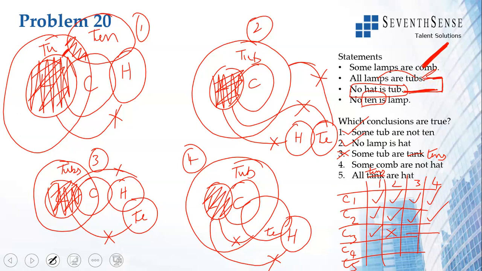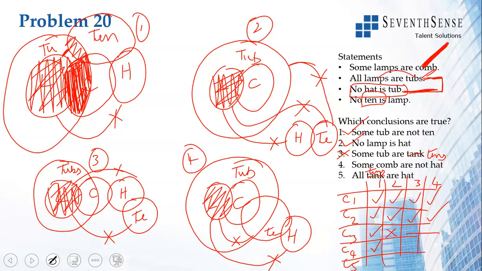So what do we get? Some cones are not hats. Which are those cones which are not hats? All of this area that I get, let me shade it for you. All of this cone area can't be hats. Why? Because no hat is a tub, and these cones which I have shaded here are tubs. Those cones can't be hats. So some cones are not hats is definitely true in the first diagram.